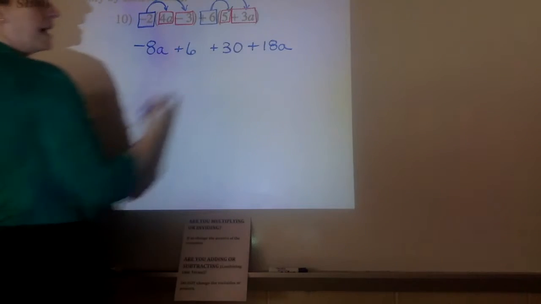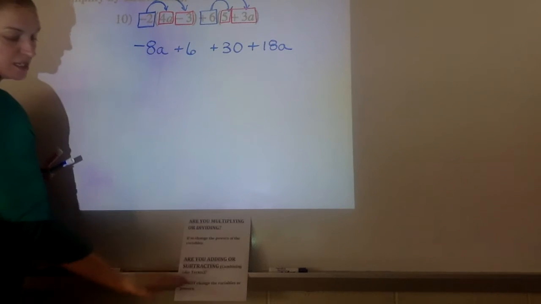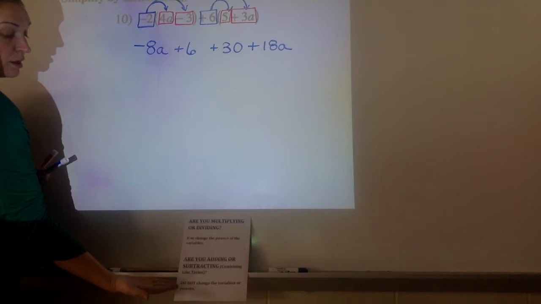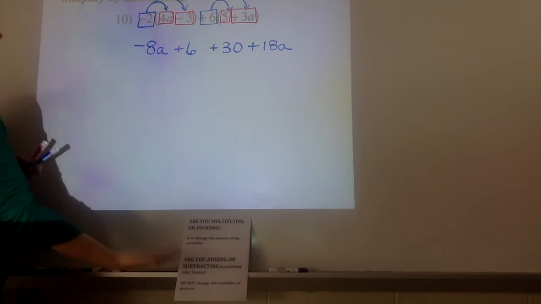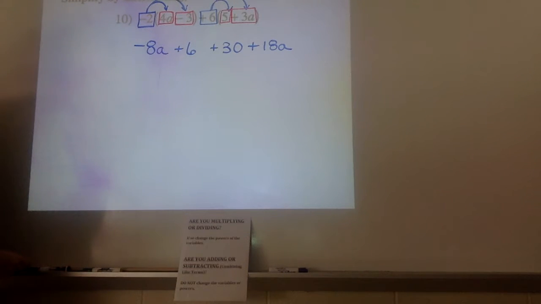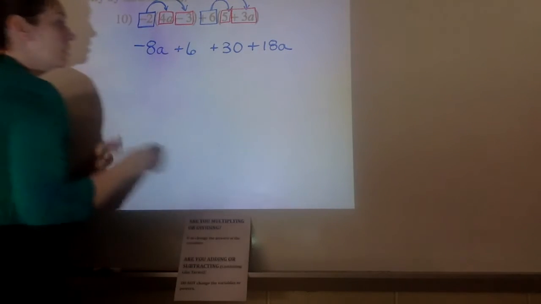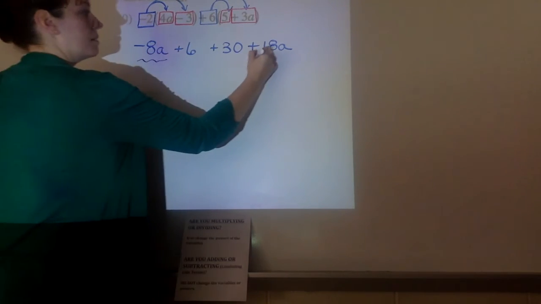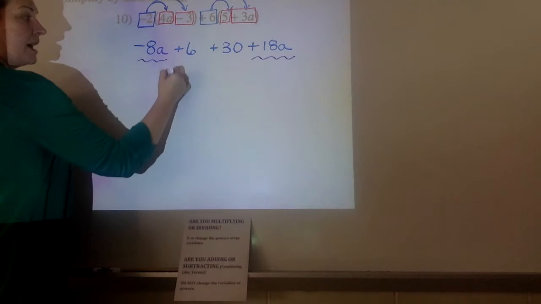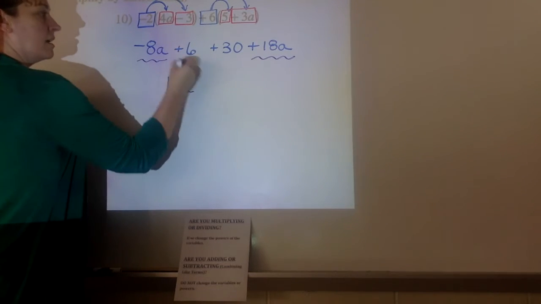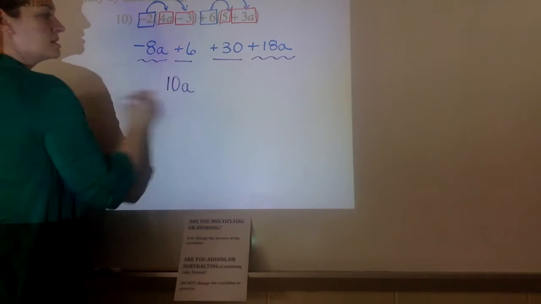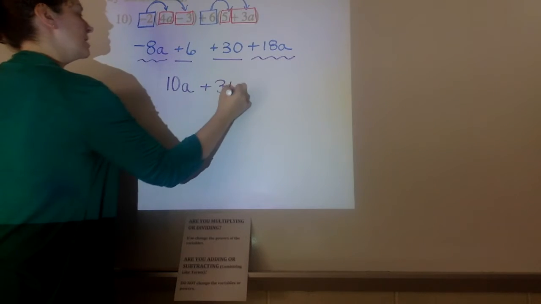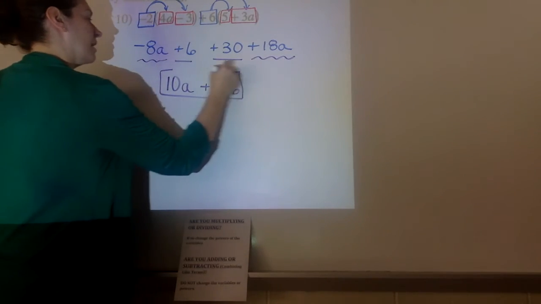Part B, combine like terms. I'm now switching down. You are looking for people in the same family. So when I do that, notice 8a plus 18a combines to give me 10a. Positive 6 plus 30 is plus 36, and I'm done.